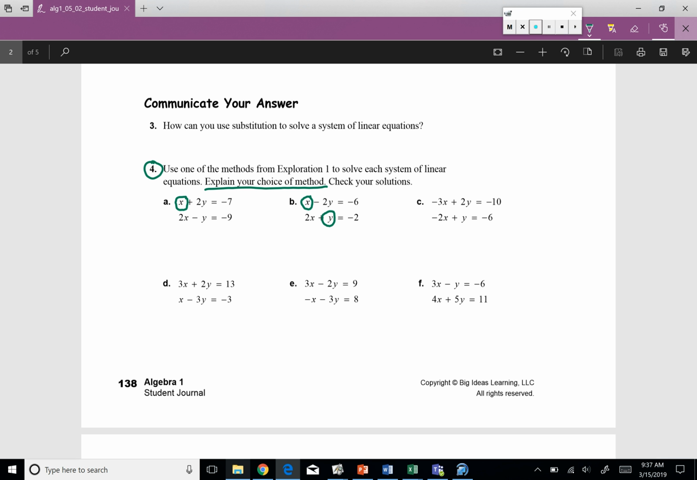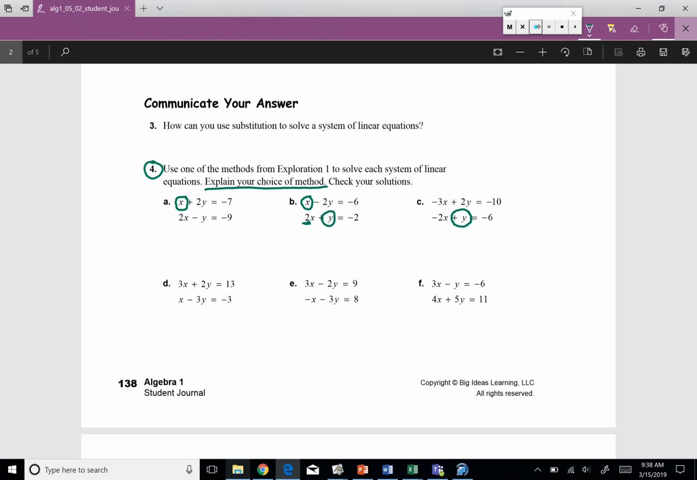To get those by themselves, in the case of the x, you just have to move the negative 2y to the other side. In the case of the y, you just have to move the 2x to the other side. In letter C, the y in the second equation would be easiest. So take a little pause here, take a look at D through F, and see what you think would be your choice of what to get by itself, aka solve for first.